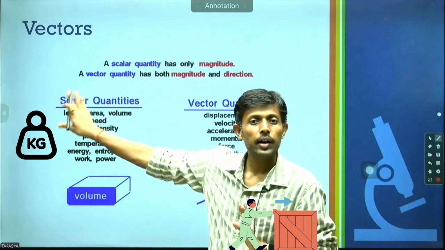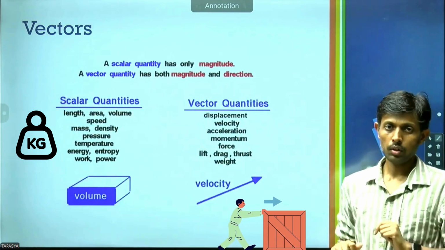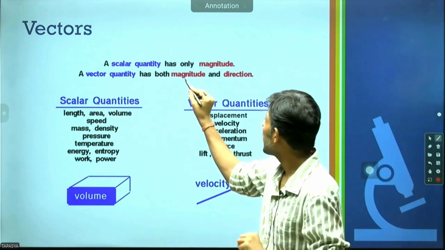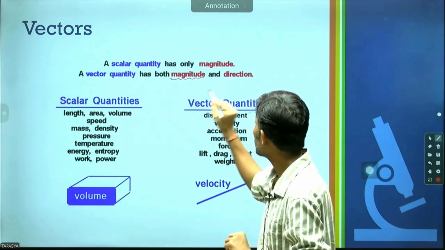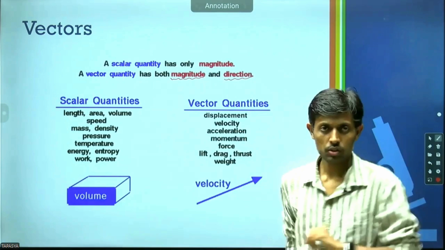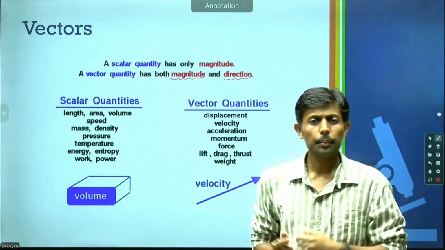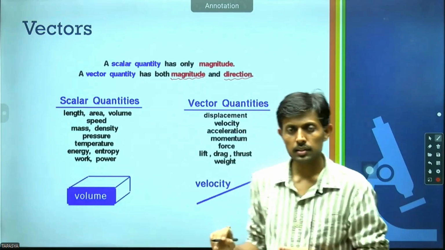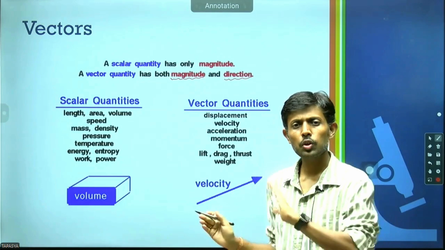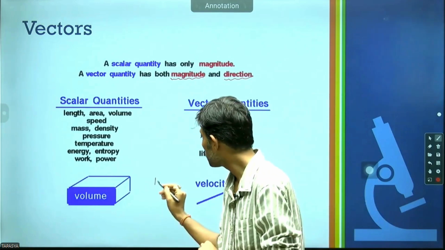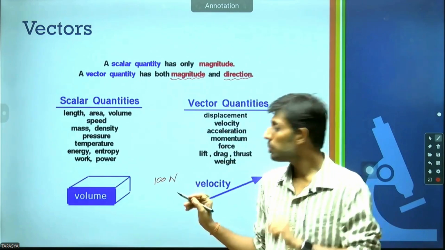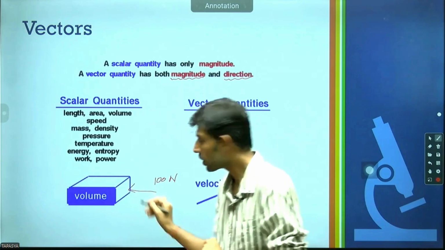Physical quantities are divided into scalar quantities and vector quantities. Vector quantities are those quantities that are characterized by two things, magnitude as well as direction. For example, if I have a block like this, and if I ask a student to come and push this block with 100 Newton force, that student might push this block in this direction.